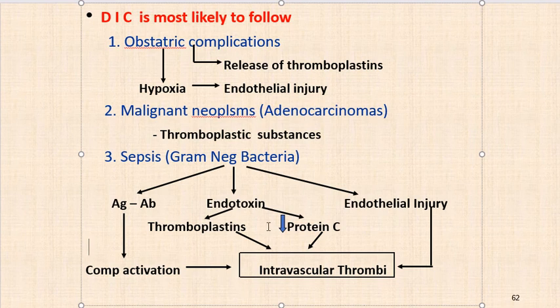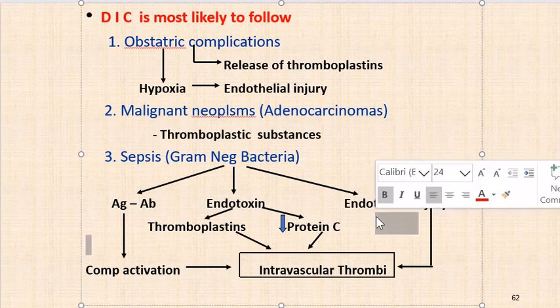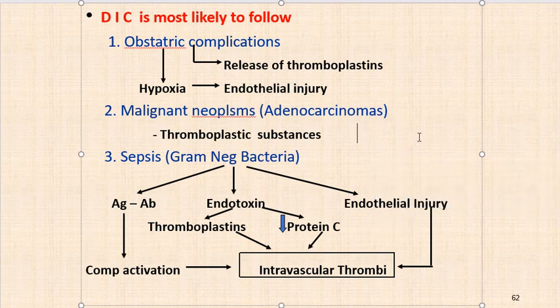And also the endotoxins decrease the quantity of protein C, which will lead to intravascular thrombi formation, that is, excessive coagulation. And on this right side, gram-negative sepsis also leads to endothelial injury, and endothelial injury, whenever it is there, will lead to intravascular thrombi formation. So these are the mechanisms involved in DIC production in some of the disorders.